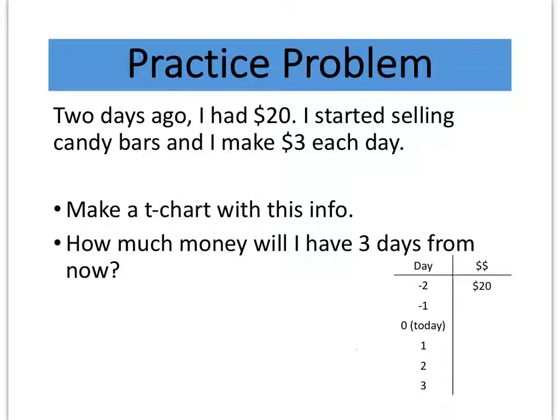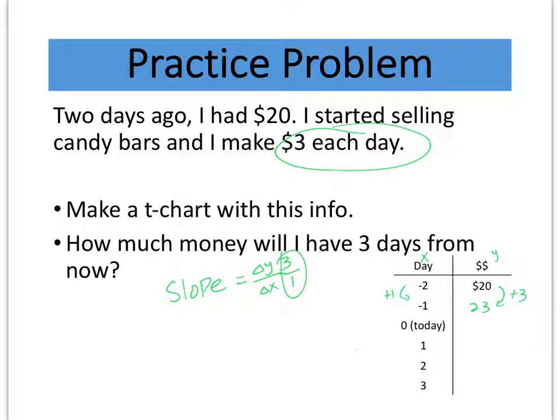So my rate of change, my slope, I'm even told my slope is $3 each day. So my slope, my change in y, is $3. My change in x is 1 day. So my slope is 3 over 1. So I increase by 1. My x increases by 1. That means my y increases by 3. So on day -1, or the day before today, I had $23. And today I have $26 because of plus 3. My change in y is plus 3. My change in x is plus 1.